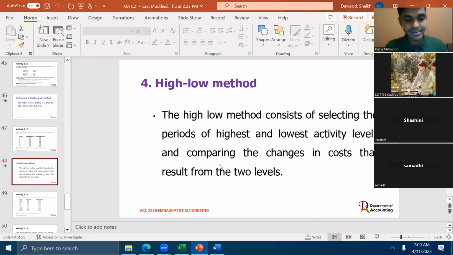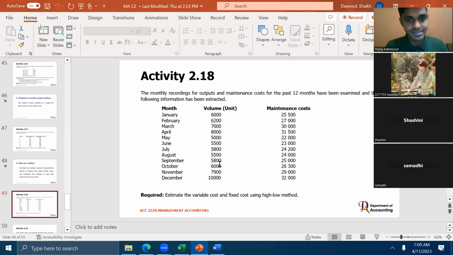So this is the high low method. Just do it with the question itself. Let's do it along with this question. The question says, the monthly recordings for outputs and maintenance costs for the past 12 months have been examined and the following information has been extracted. Estimate the variable cost and fixed cost using the high low method.